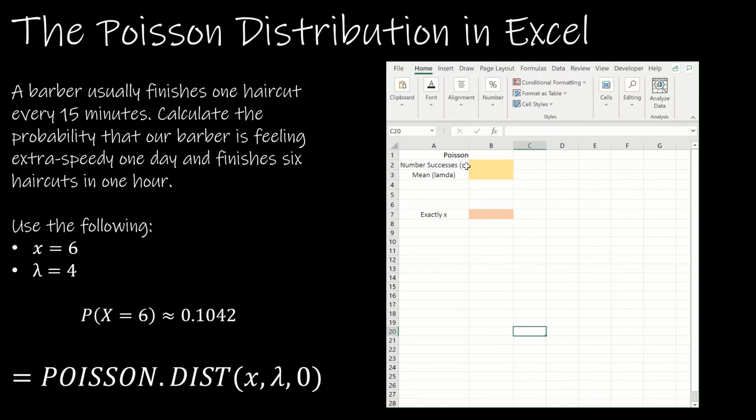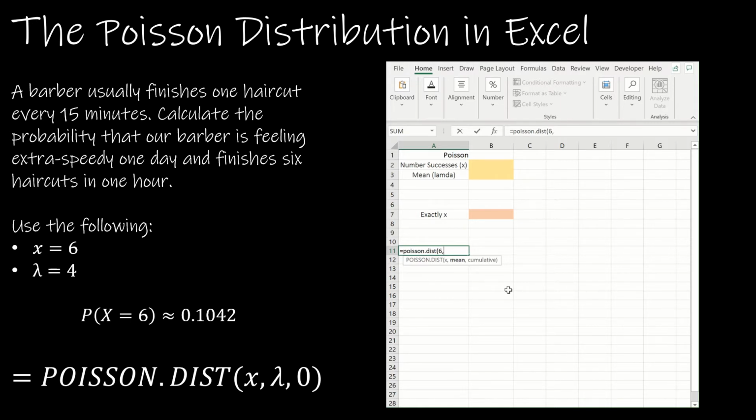And again, I'm going to show you how to set this up so that you can continue to use the same cells over and over. But before we do that, let's just take a look. It is, of course, POISSON.DIST. And again, notice that it says x, mean, cumulative. So x is the same x as before. How many are we testing? We're saying, can he perform 6 haircuts in 1 hour?